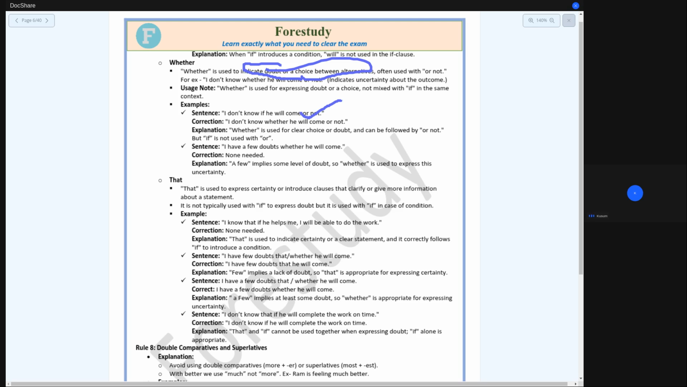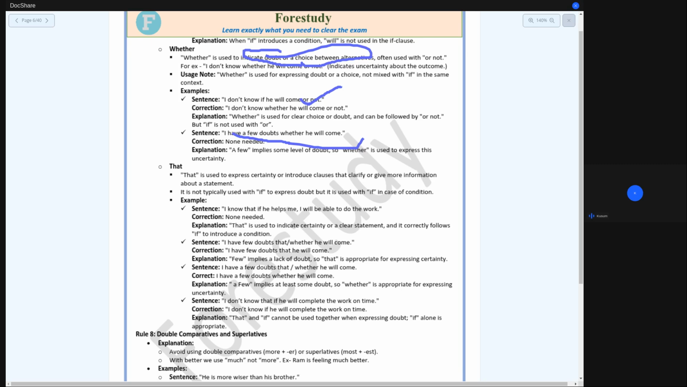Another example is showing doubt. I have a few doubts whether he will come. So "a few doubts" signals uncertainty, making whether appropriate. I have a few doubts whether he will come.